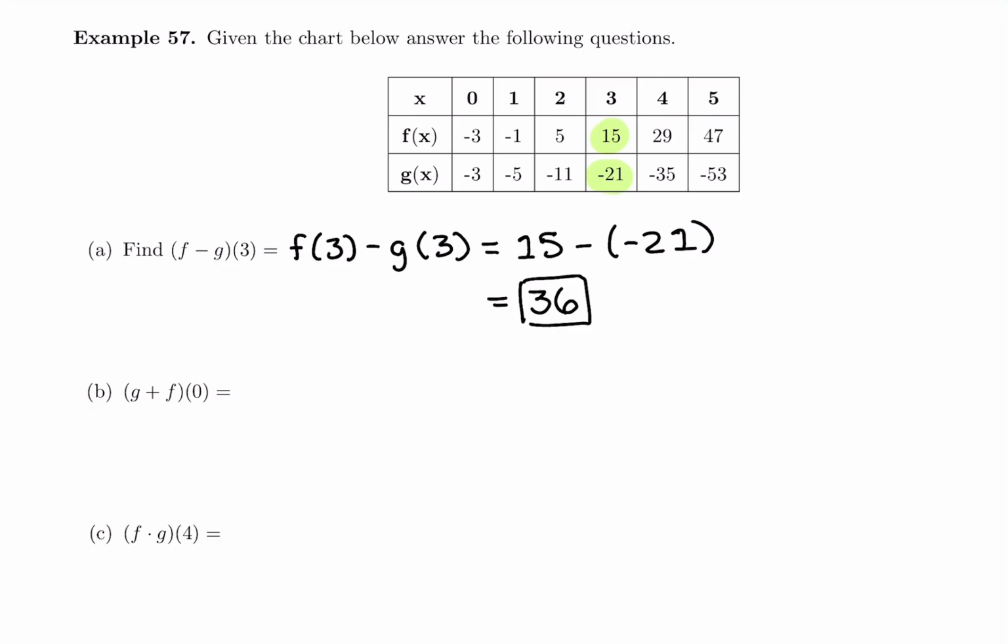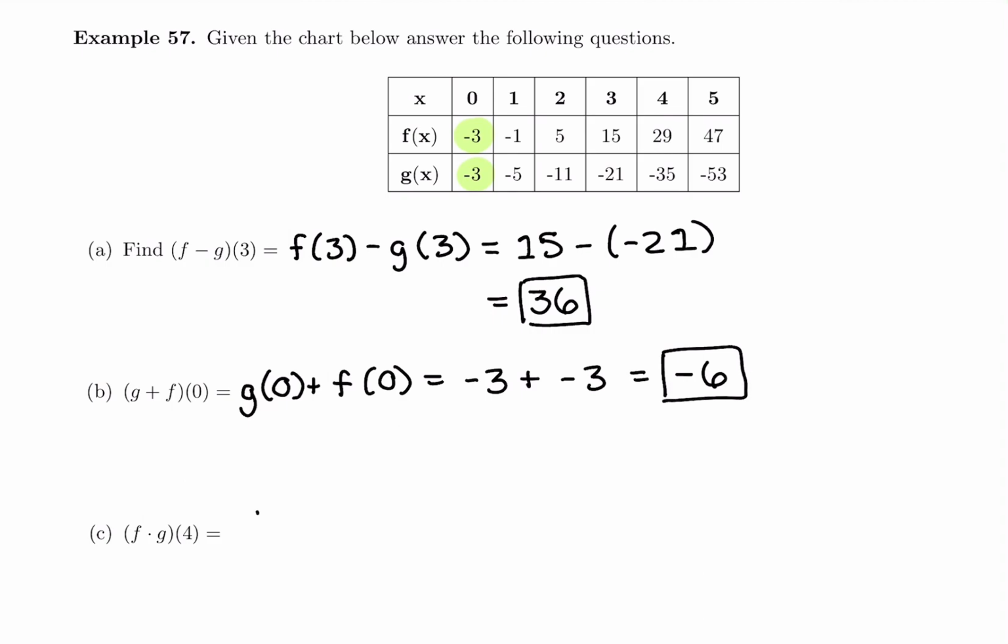The next way we're going to combine functions is by adding g plus f of 0, which means I'm going to look at g of 0 on the chart and add f of 0 to it. So starting with the g function, I'm looking for g of 0, which is negative 3, and I'm going to add to that f of 0, which is also negative 3. So adding negative 3 plus negative 3 is going to give me negative 6.